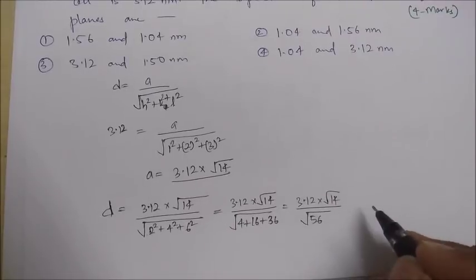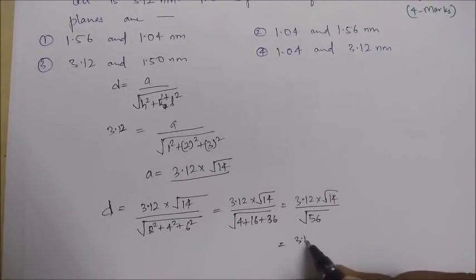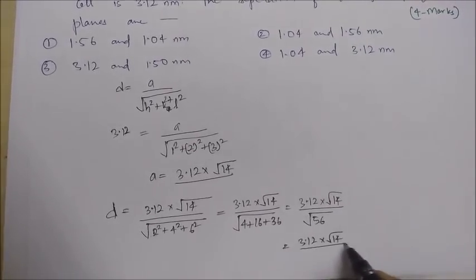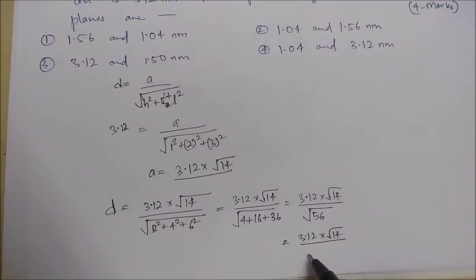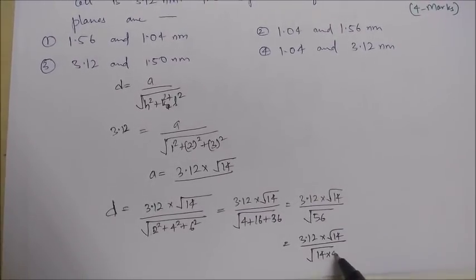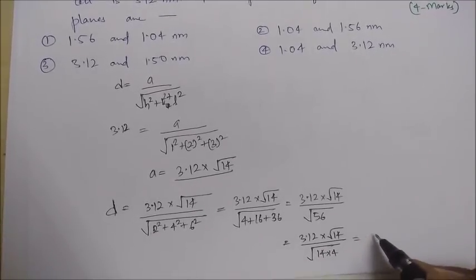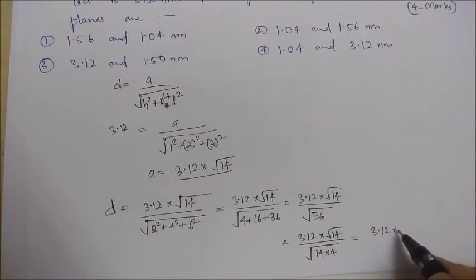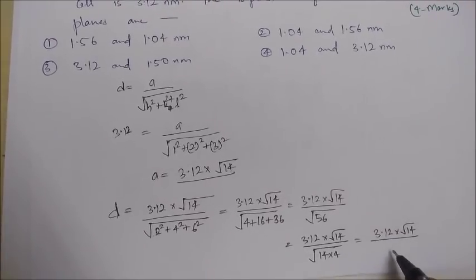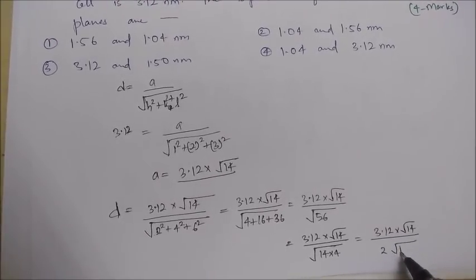So you can also write it in this way, that 3.12 into under root 14 upon how much? Under root 14 into 4, like this. So 4 you can take out from the under root as 2. So you will get 3.12 into under root 14 and upon 2 under root 14. You can write this thing in this way.